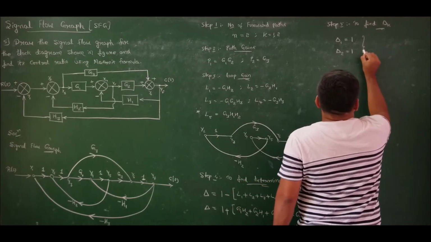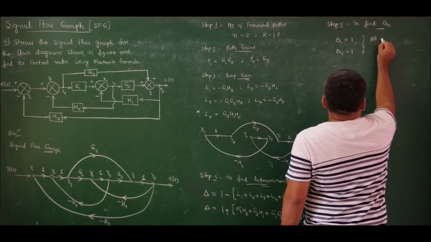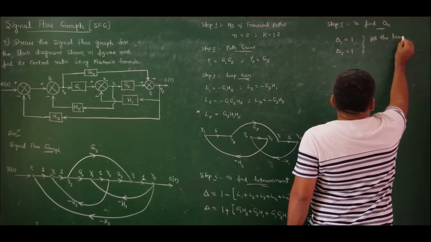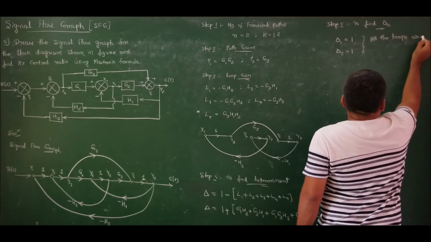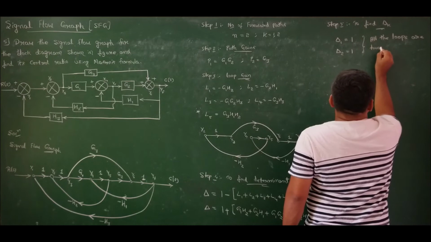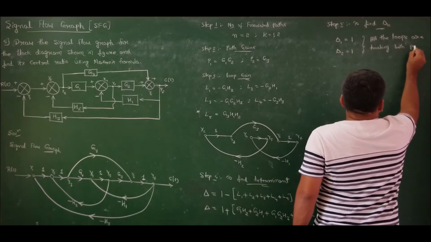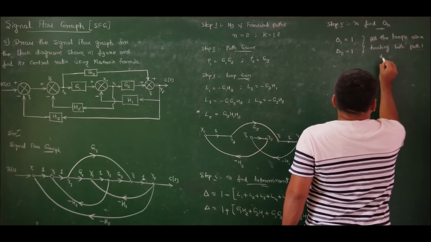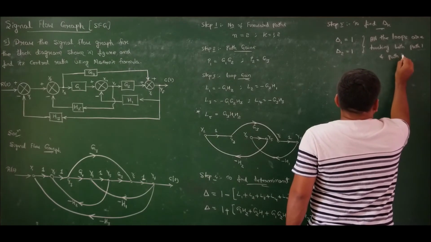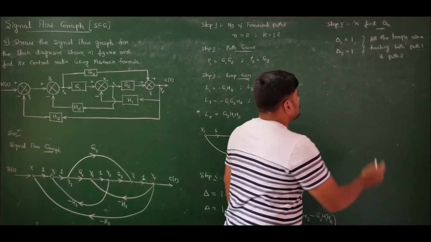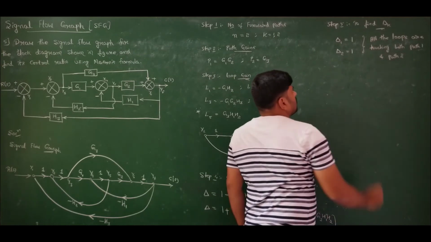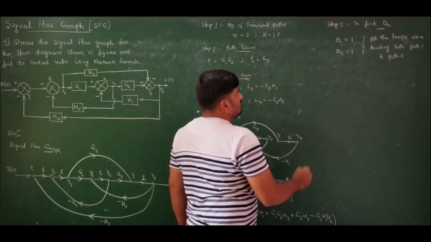This is because all the loops are touching both path 1 and path 2. All the loops are touching both path 1 and path 2.